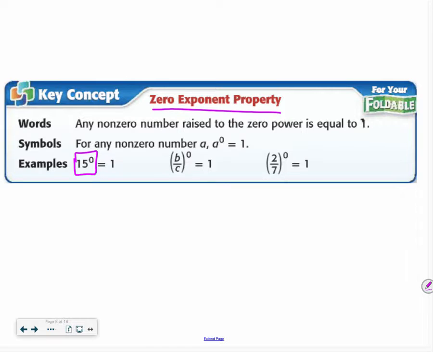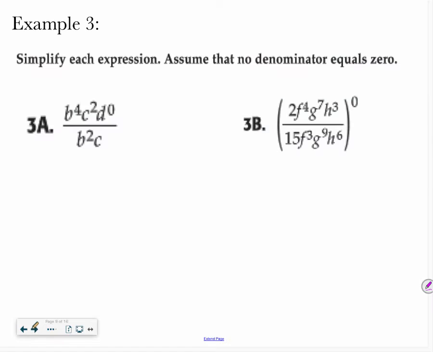And if you plug it into your calculator, so if you were to type in 15, use your caret key, 0, it's going to tell you that equals 1. I promise, if you want to try it right now, go for it. And then we have a fraction to the 0 power. Even though it's a fraction, it still equals 1. Again, a fraction with no variables but numbers to the 0 power still equals 1. So let's look at what that would look like.